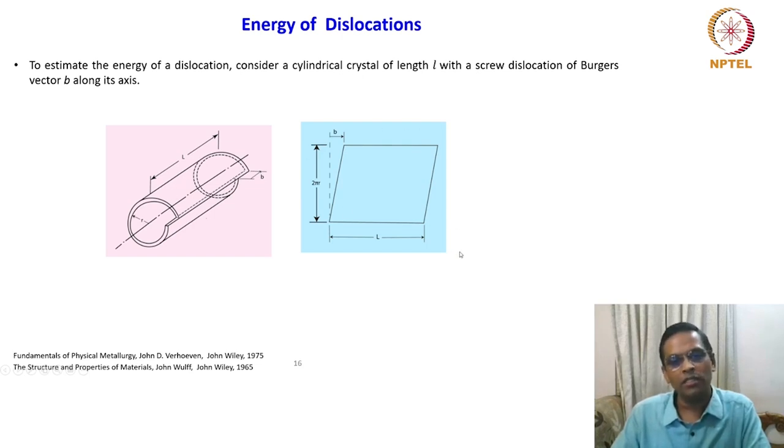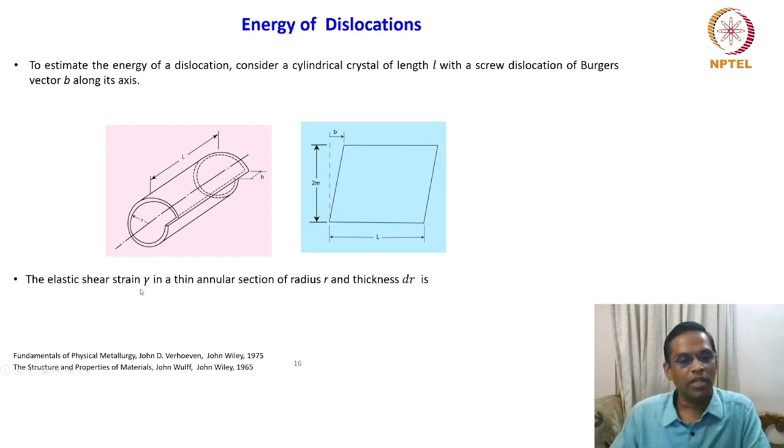What is shown here is, if you open this cylinder, it will be a sheet like this. And this particular geometry is very familiar to you. We described it in some of our previous chapters: it's a shear displacement, right? So what are we going to see? b and 2 pi r, that is because of the cylindrical geometry. And this is the L.